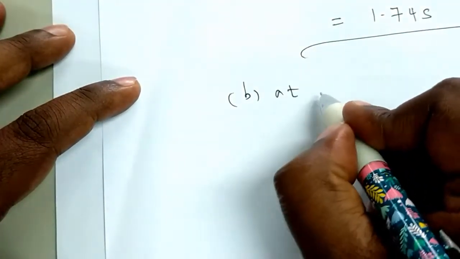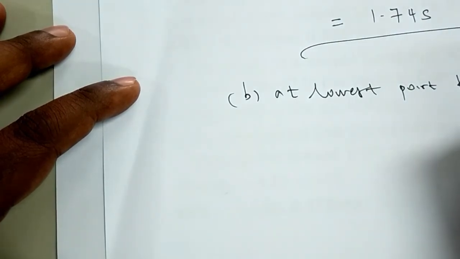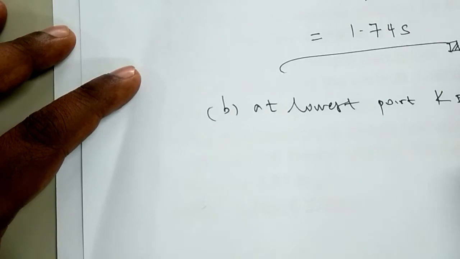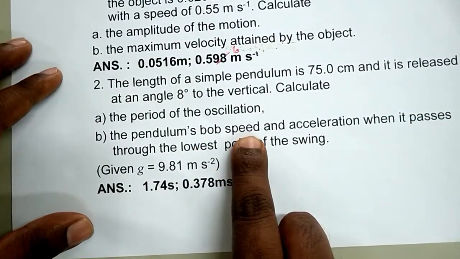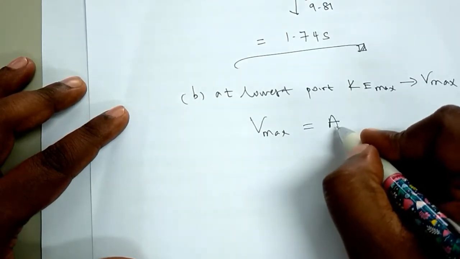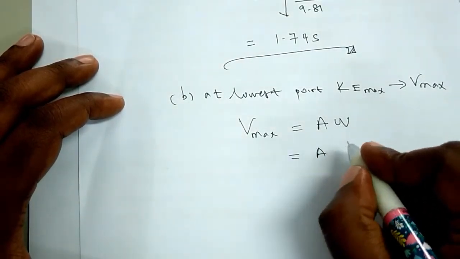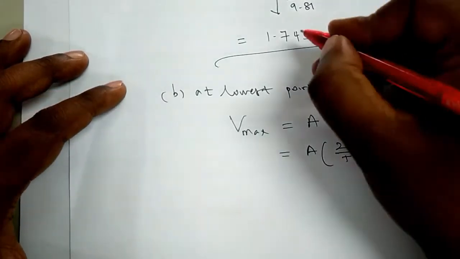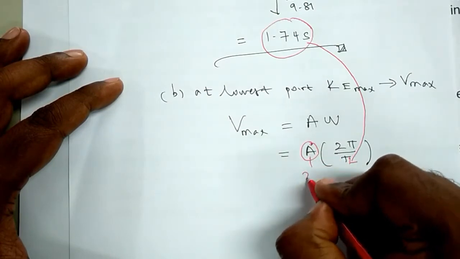So at the lowest point, the kinetic energy is maximum. When the kinetic energy is maximum, the speed of the bob is maximum. So the pendulum's bob speed should be maximum. So v max equals amplitude times omega, where omega equals 2 pi over T. I can substitute this T here, where the amplitude we have to find.